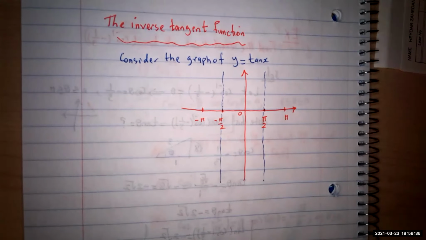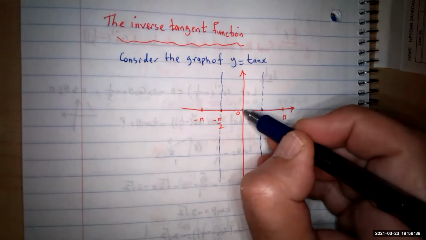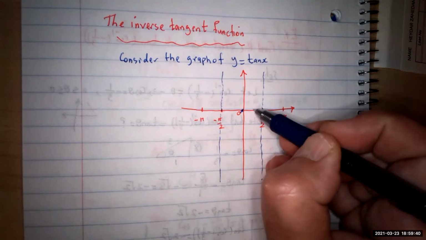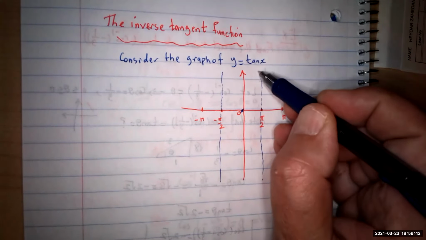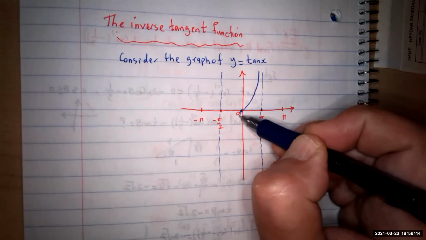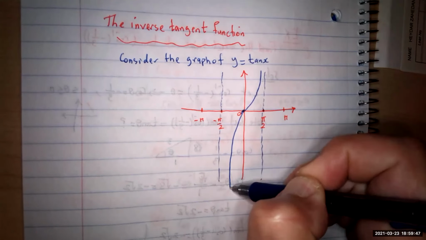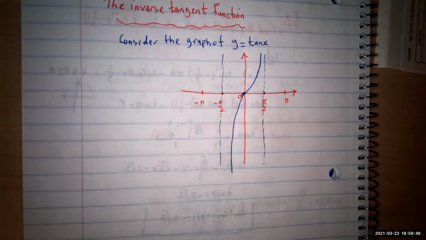And then we pick some points. The tangent of 0 is 0. The tangent of pi/4 is 1. Then we can get the idea of the graph of the tangent. So this is going to be the graph of the tangent between negative pi/2 and pi/2, which is the interval of interest.